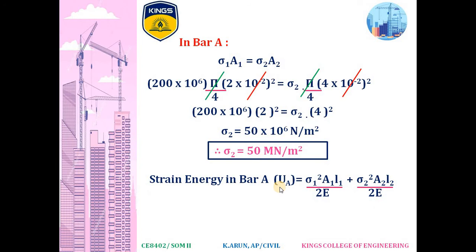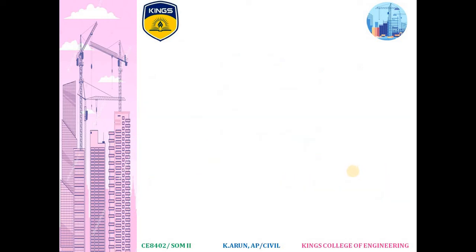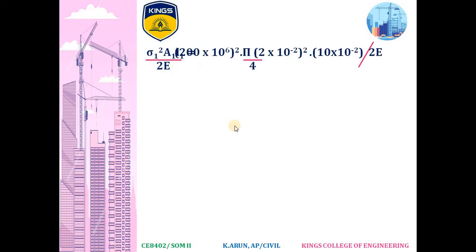So strain energy in bar A is UA which is equal to sigma 1 square A1 L1 by 2E plus sigma 2 square A2 L2 by 2E. So now I am going to calculate the sigma 1 square A1 L1 by 2E separately and then sigma 2 square A2 L2 by 2E separately, and then we can sum it up. So first one, sigma 1 square A1 L1 by 2E. I am substituting the values here.